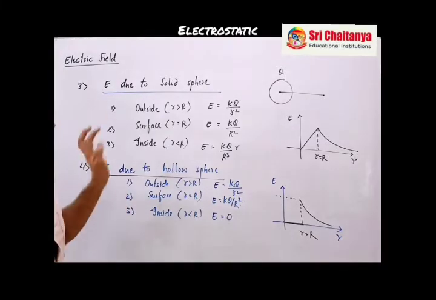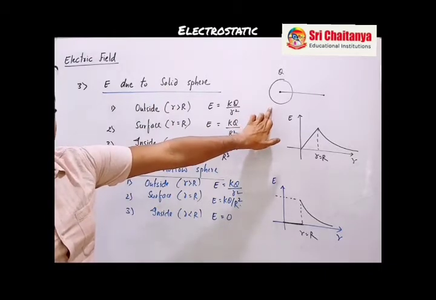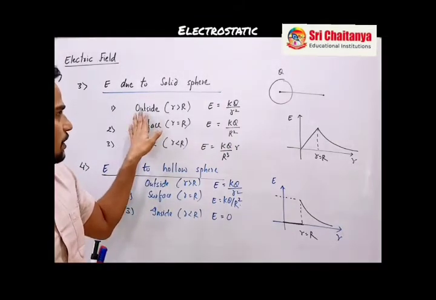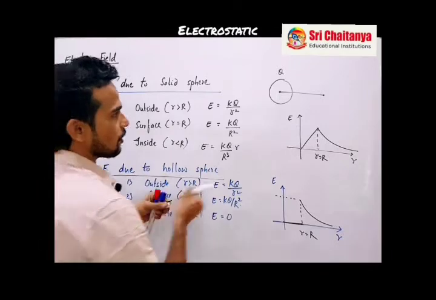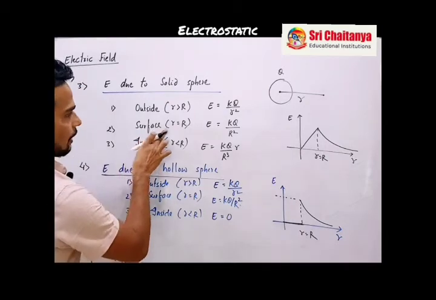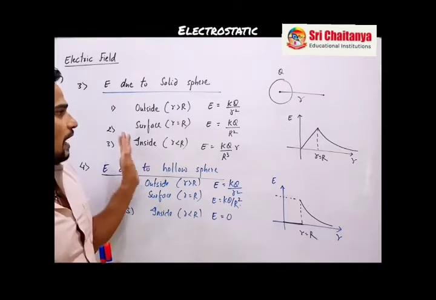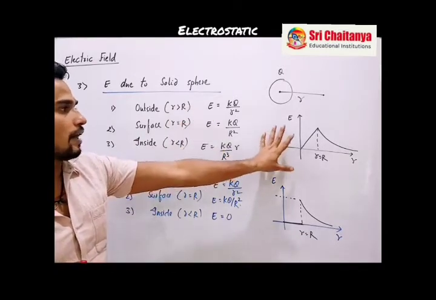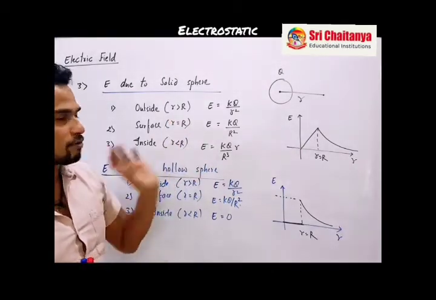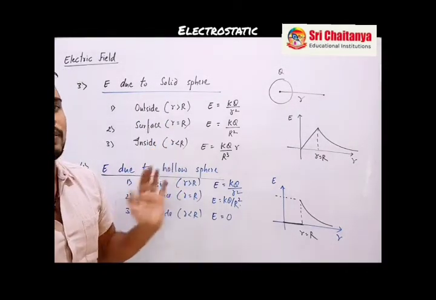So let's see here. They will ask you the value of electric field due to a solid sphere. You can see this solid sphere here. For a solid sphere, again 3 points will exist. One will be outside, if your r is greater than radius. If the distance from center is greater than radius, that means outside. If r equal to R means surface. If r less than R means inside. They will ask you these values, and they will ask you the graph also. Graph is especially very important for your NEET exam, and last year also in NEET a question was asked from here. So you must know how a solid sphere behaves and how a hollow sphere behaves.